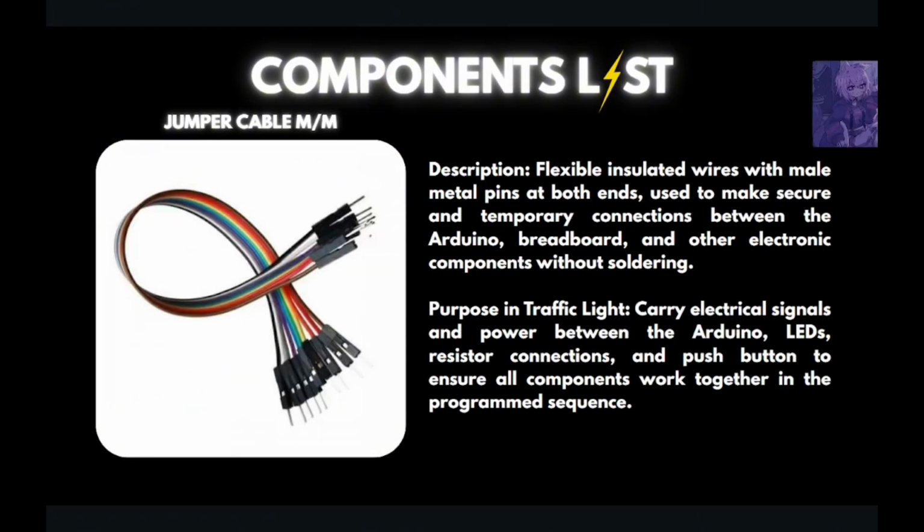Our next component on the list is jumper cables. These are flexible insulated wires with metal pins at both ends, used to make temporary connections between the Arduino, breadboard, and other electronic components without soldering. Purpose in the traffic light: they carry electrical signals and power between the Arduino, LEDs, resistor connections, and push buttons to ensure all the components work together in the program sequence.